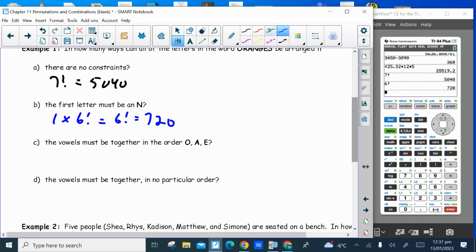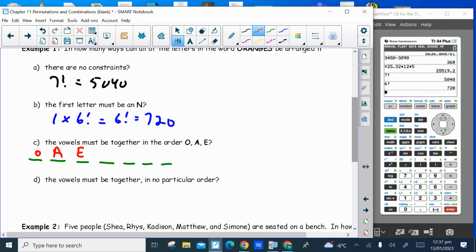All right, question C. The vowels must be together and in that order: O first, A second, E third. They must stay together, so if one moves, the other moves with them. So to do this one, let's mark down our 7 spaces. The vowels must stay together in this order, O, A, and then E. So this just gives us one case where those 3 vowels could be together, taking up the first 3 positions. Or they could be the second, third, and fourth, or the third, fourth, and fifth, and so on.